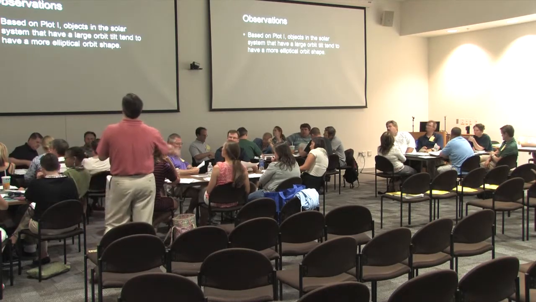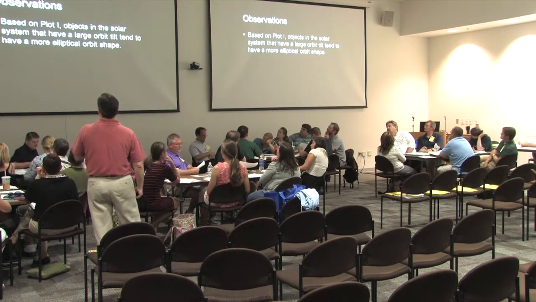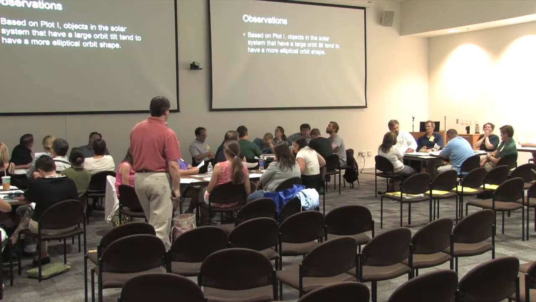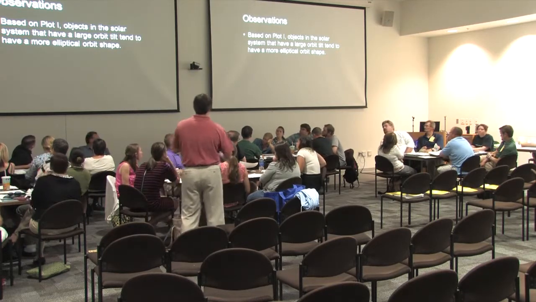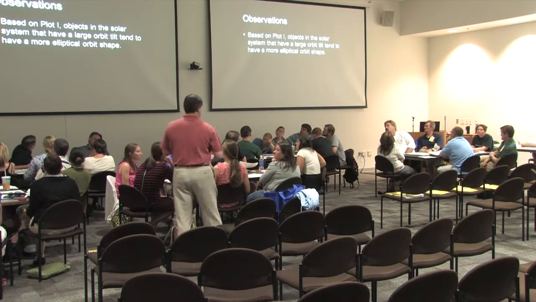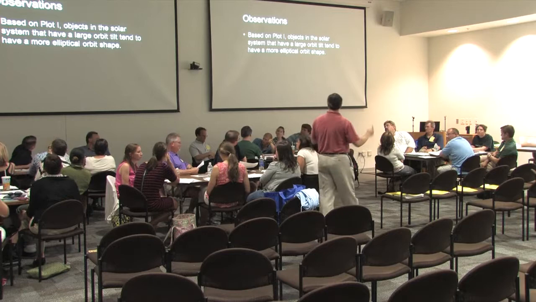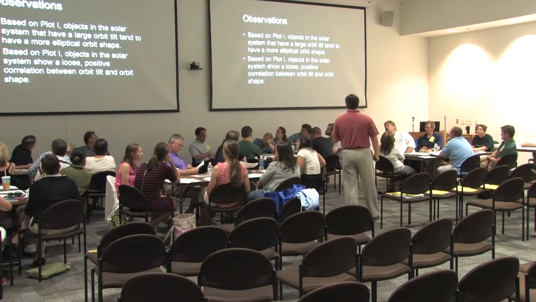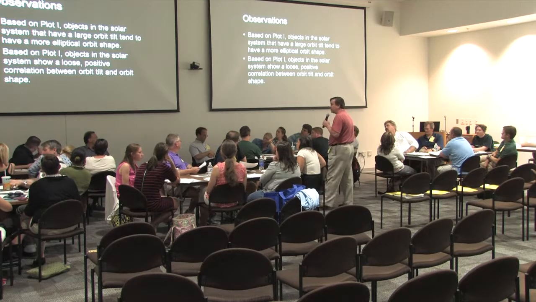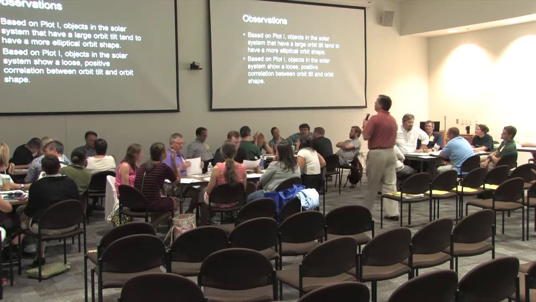Okay? How did I say it? Objects in the solar system that have a large orbit tilt tend to have a more elliptical orbit shape. That's indicating a positive correlation. This is the friendly way to put it. And notice I use the word tend to. Okay? All right? It's not an absolute. It's trying to be friendly using the word tend to. And then, of course, the more mathematical way to say it is objects in the solar system show a loose positive correlation between orbit tilt and orbit shape. Okay? Great. Where do we go from here?